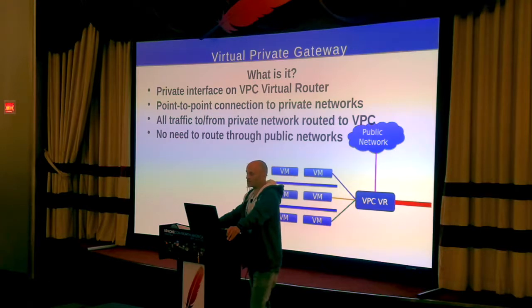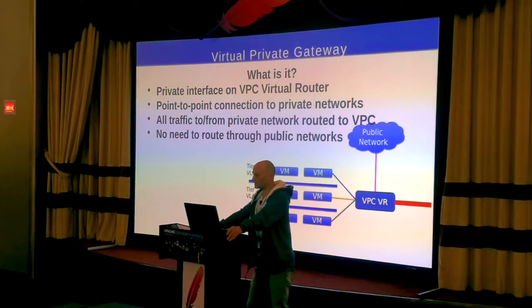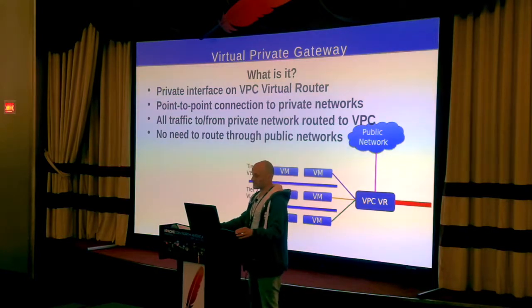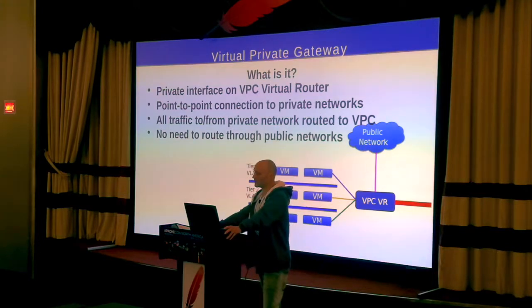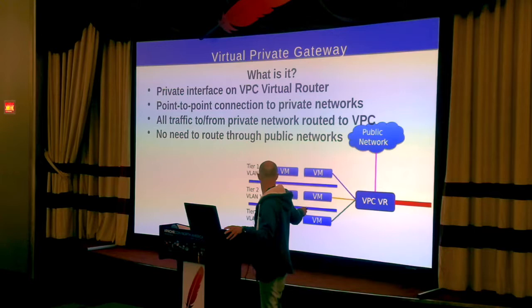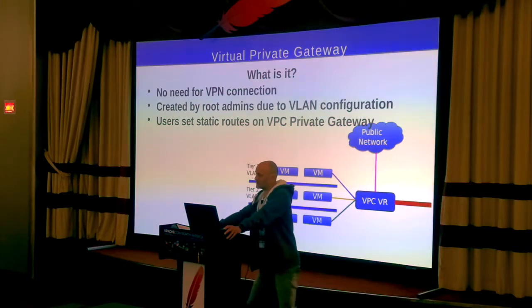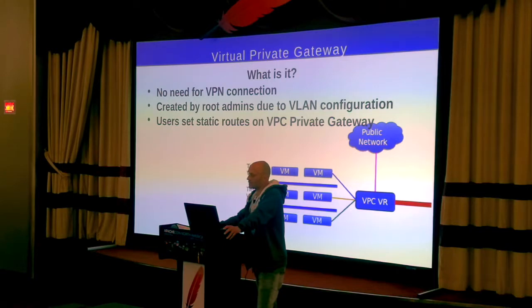The ingress and egress traffic between these networks are routed through the virtual router private gateway interface. And also the traffic is routed via the private connection shown in red over there. And it does not use the public network. So there's no need to set up VPN connections using the private gateway.